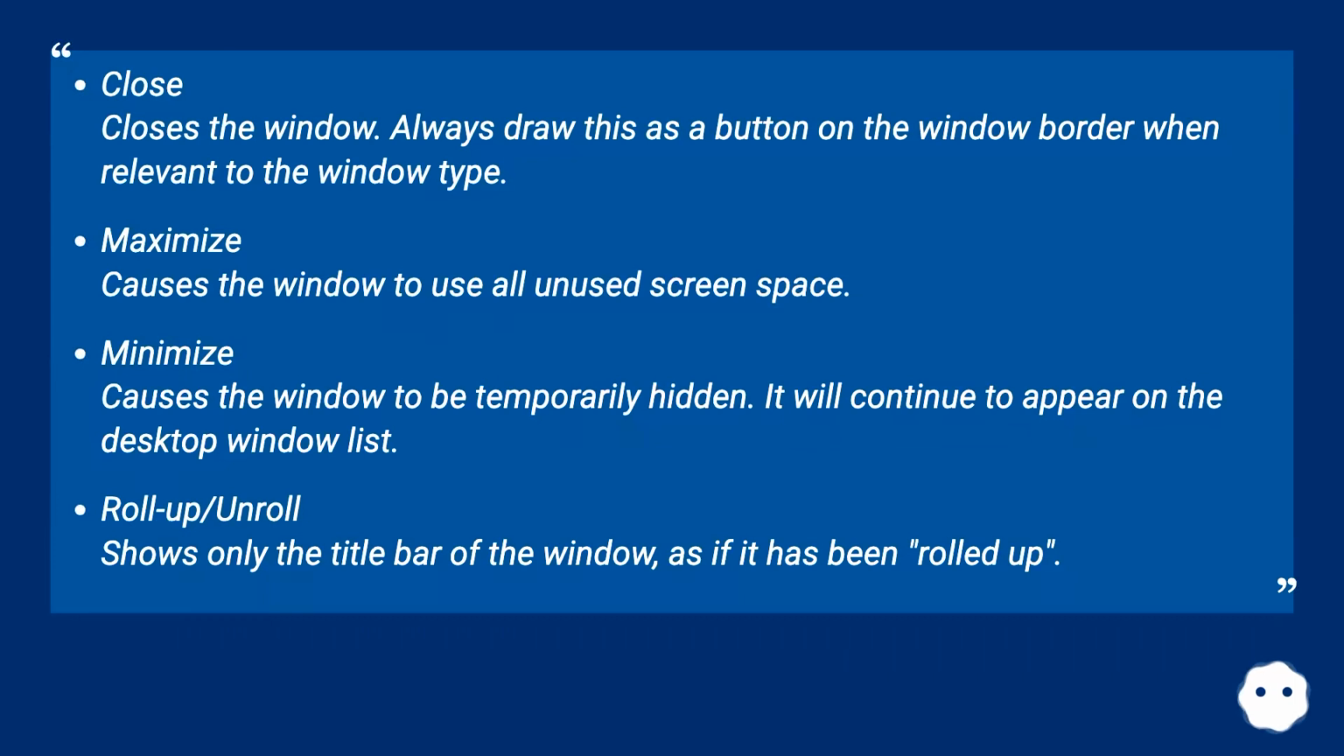Close closes the window. Always draw this as a button on the window border when relevant to the window type. Maximize causes the window to use all unused screen space. Minimize causes the window to be temporarily hidden. It will continue to appear on the desktop window list. Roll up/unroll shows only the title bar of the window, as if it has been rolled up.